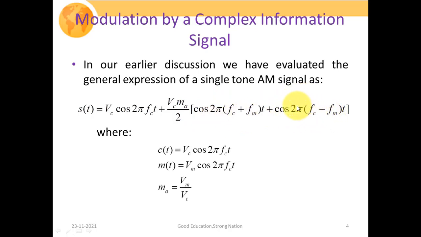Here c(t) is your carrier signal, which is given as Vc cos 2π fc t, where fc is the carrier frequency and Vc is the peak amplitude of your carrier signal. m(t) is your message signal, which is represented as Vm cos 2π fm t. Sorry, there was a mistake over here; the message signal frequency is fm. And modulation index ma is equal to Vm upon Vc. It is nothing but the ratio of the peak amplitude of your message signal to the peak amplitude of your carrier signal.